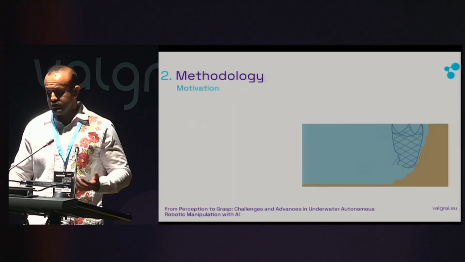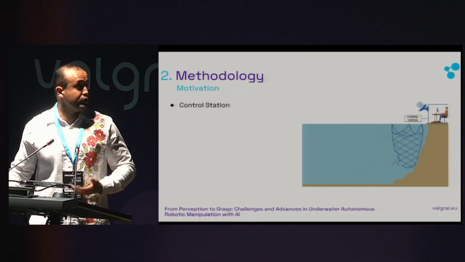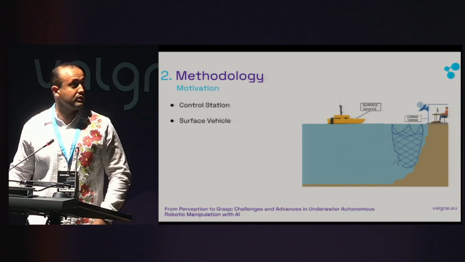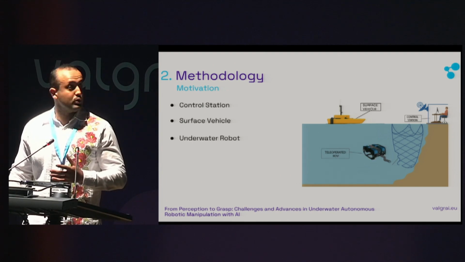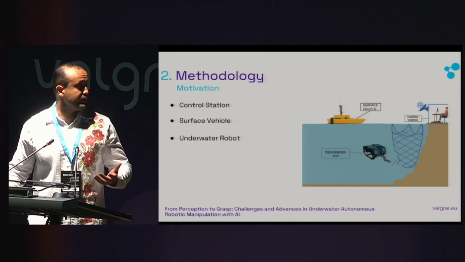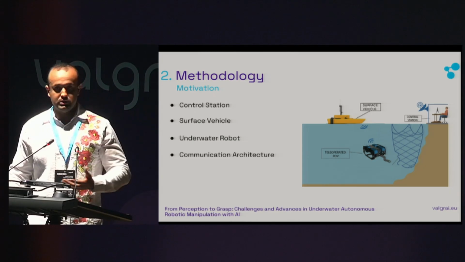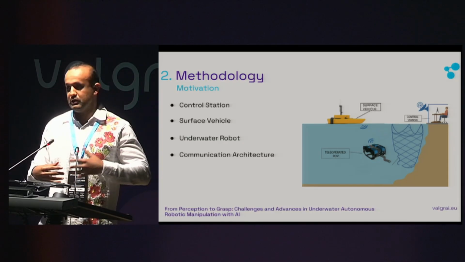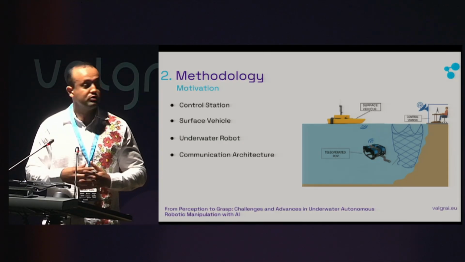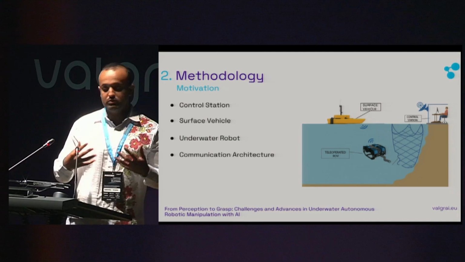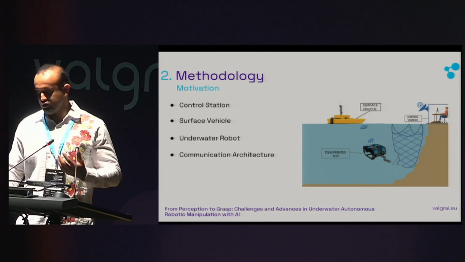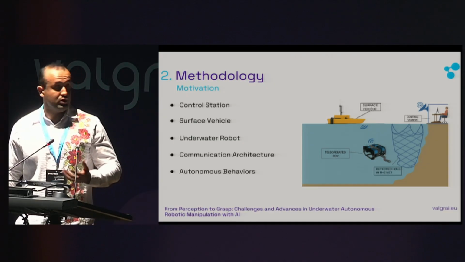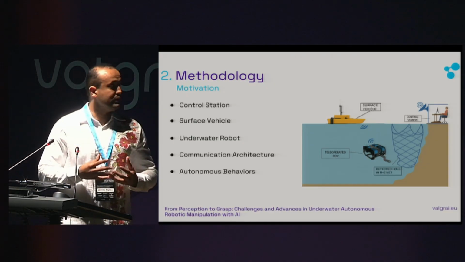So for the methodology, we have a control station where we can connect to a surface vehicle, and this surface vehicle will be connected to an underwater robot. So this underwater robot, using a communication architecture based on acoustic communications and visual light communications, will be able to follow some instructions or some missions that the operator will launch. So we want to embed this robot with autonomous behaviors.